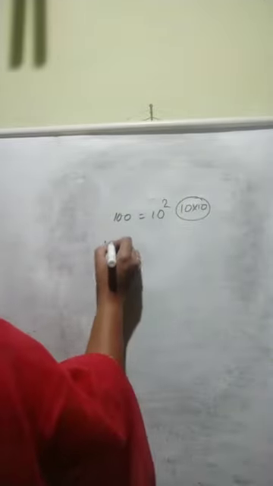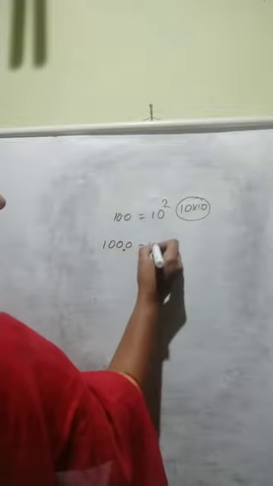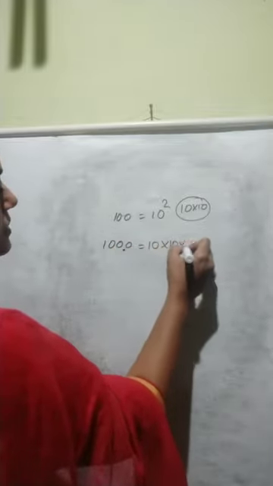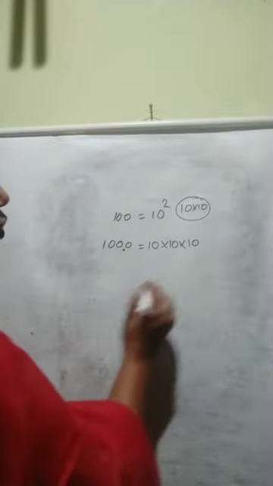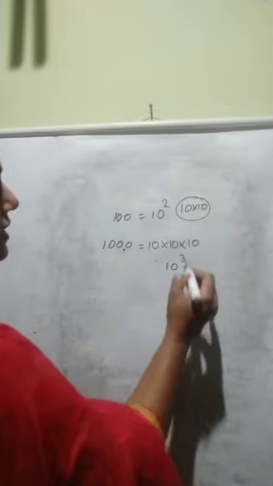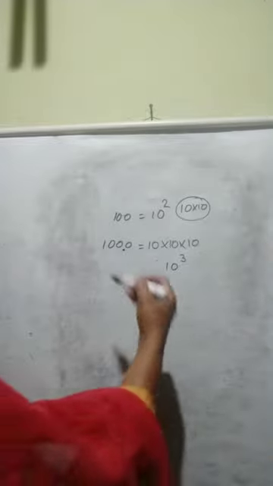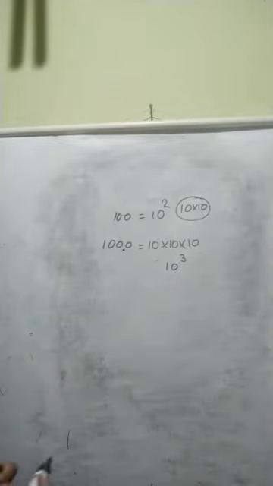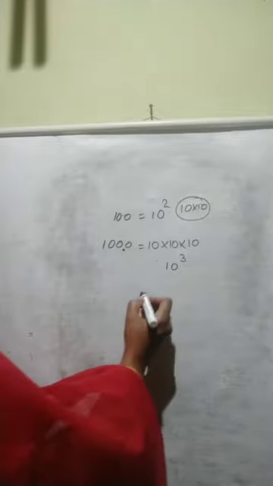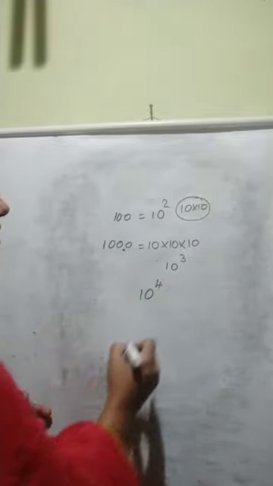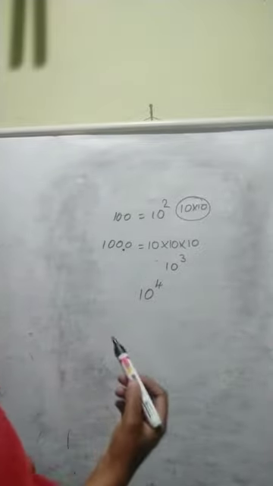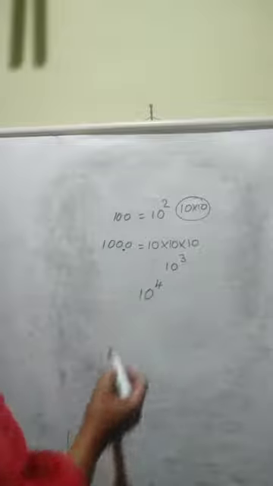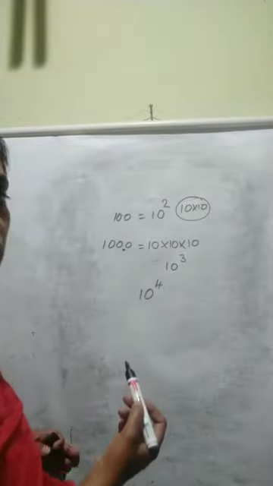In case of 1000, we can write it as 10 times 10 times 10. That is 10 multiplied 3 times. So we can write it as 10 raised to 3 or 10 cubed. Here we know 10 squared, and then we are all familiar with 10 raised to 4. How can we read it? 10 raised to the power of 4.